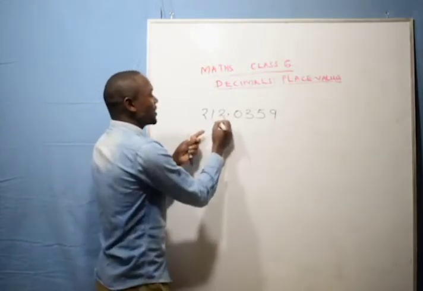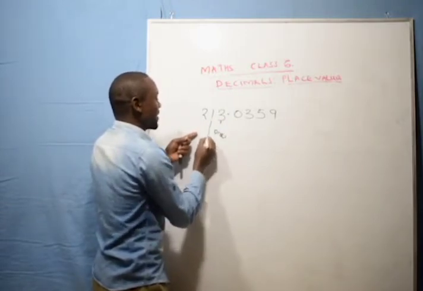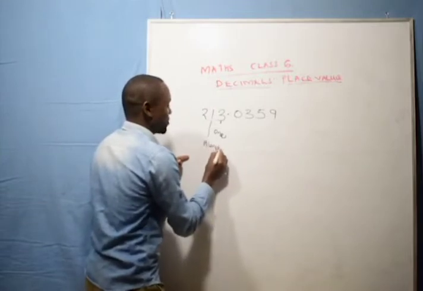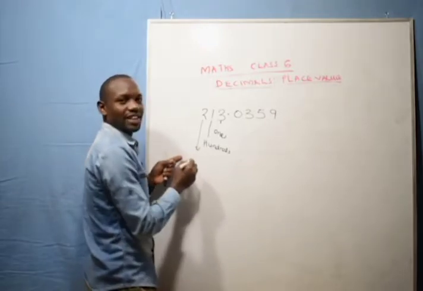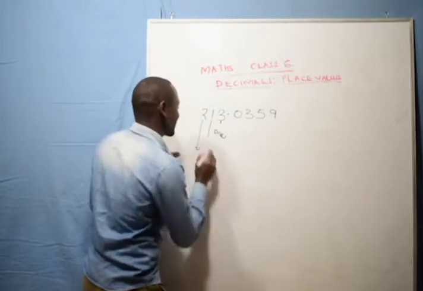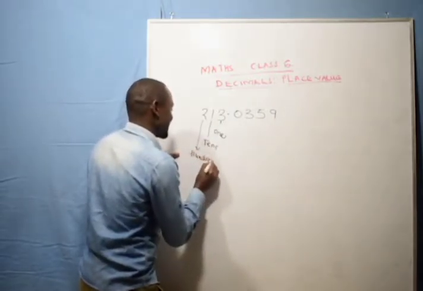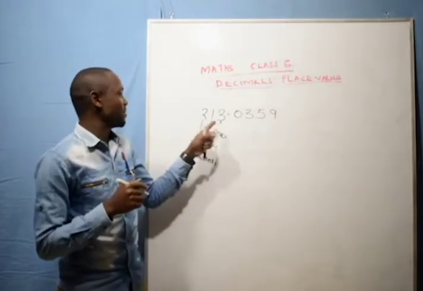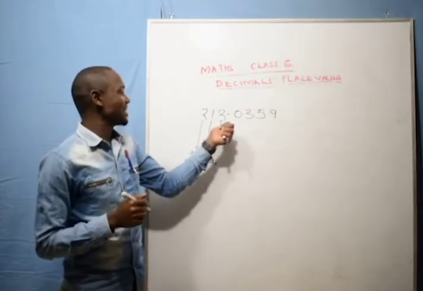So the place value of digit 3 here is ones. The place value of digit 1 is tens. I know you have no problem with this. And the place value of digit 2 is hundreds. So that's how you say 213, meaning 2 hundreds, 1 ten, and 3 ones.